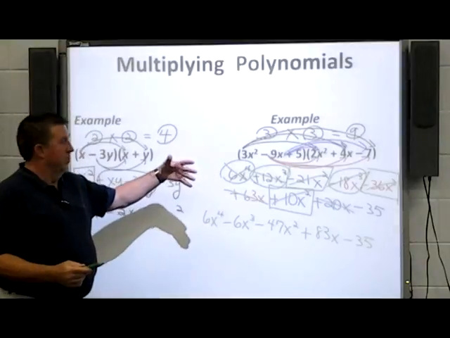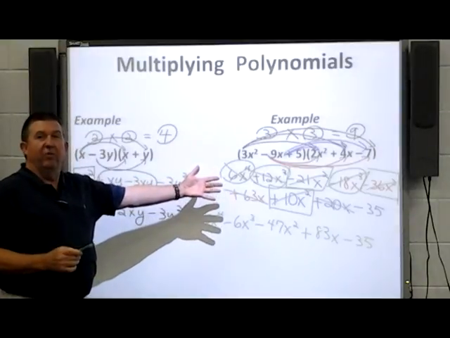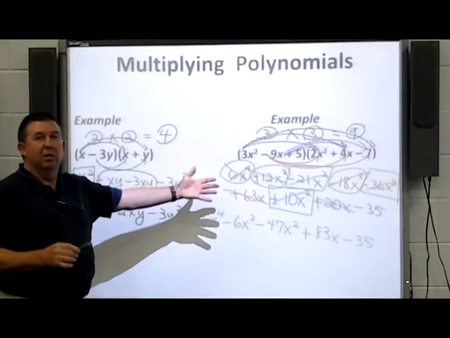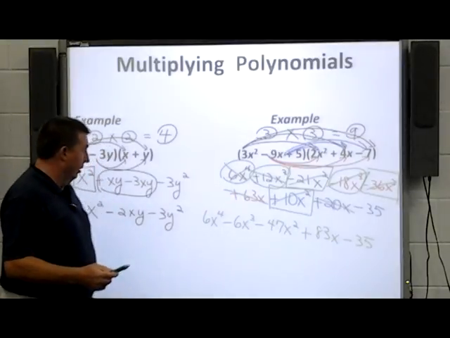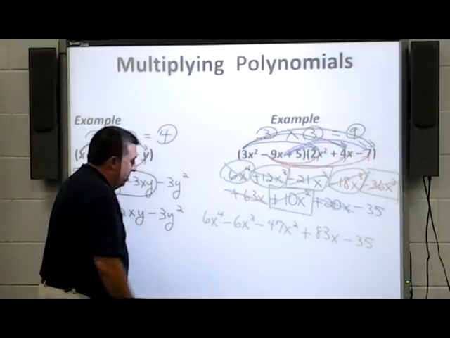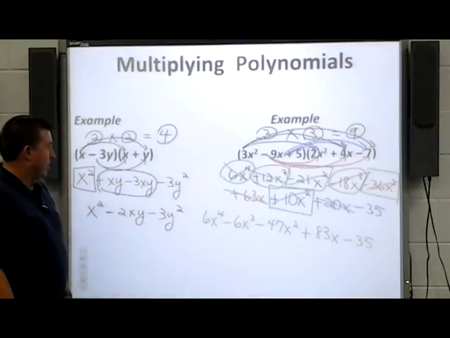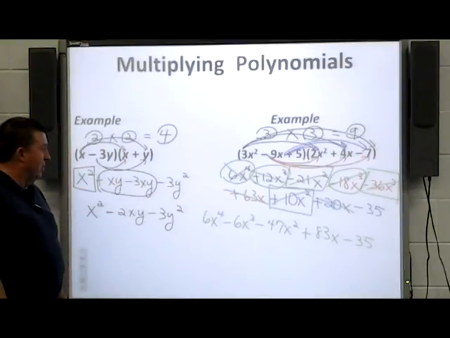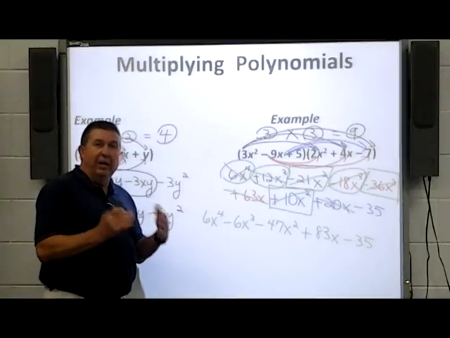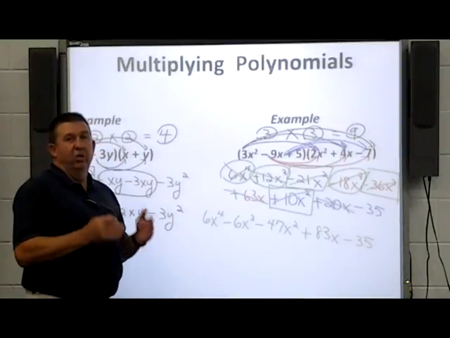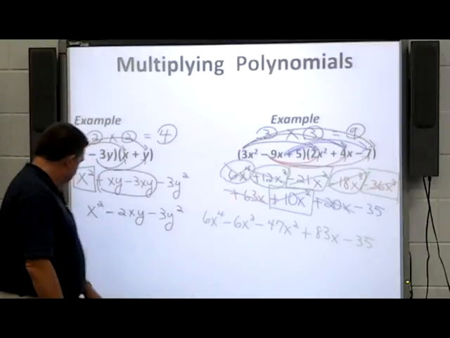And don't get scared of these problems. They're not more difficult, they're just longer. It just takes a little bit longer. You got to pay attention to what you're doing and combine the like terms correctly. So our final answer is going to be 6x to the 4th minus 6x cubed minus 47x squared plus 83x minus 35. Not any more difficult, just a lot longer problem.